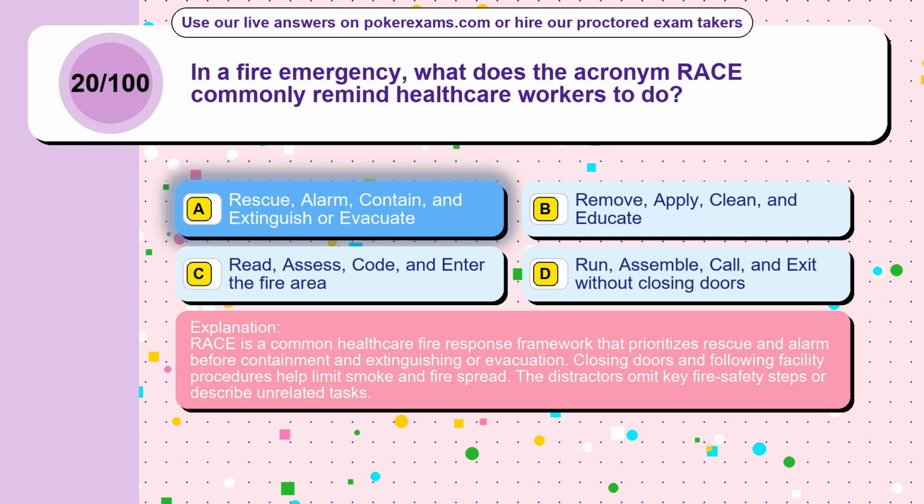RACE is a common healthcare fire response framework that prioritizes rescue and alarm before containment and extinguishing or evacuation. Closing doors and following facility procedures help limit smoke and fire spread. The distractors omit key fire safety steps or describe unrelated tasks.